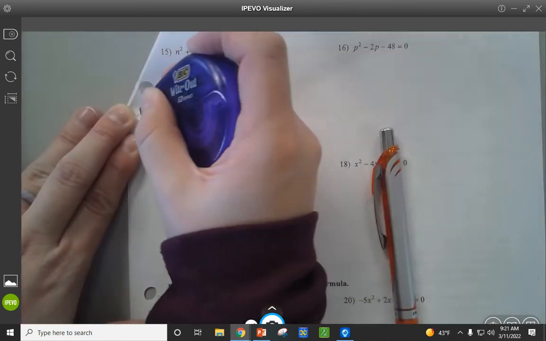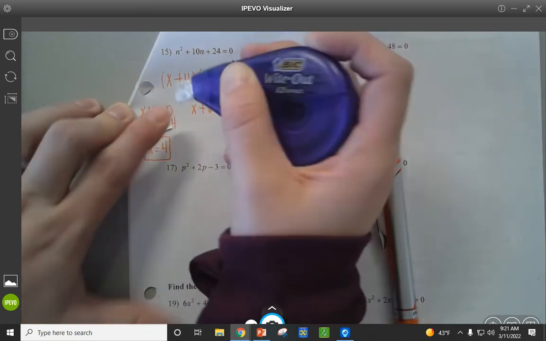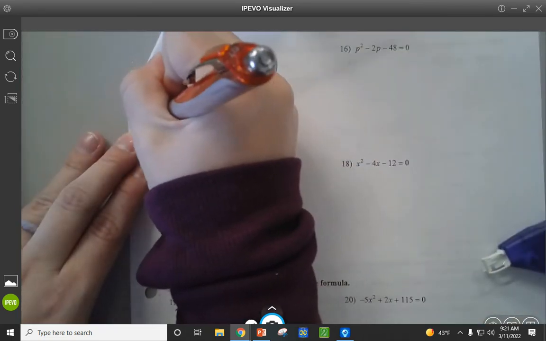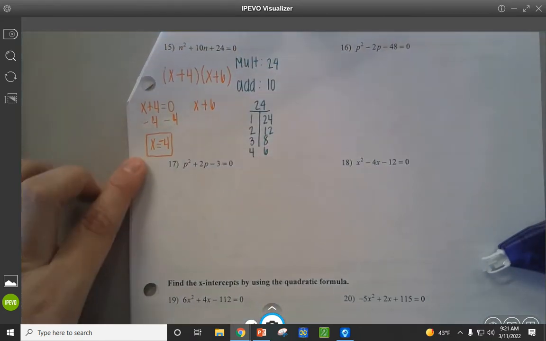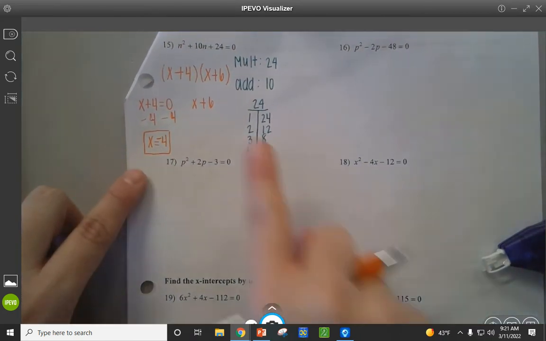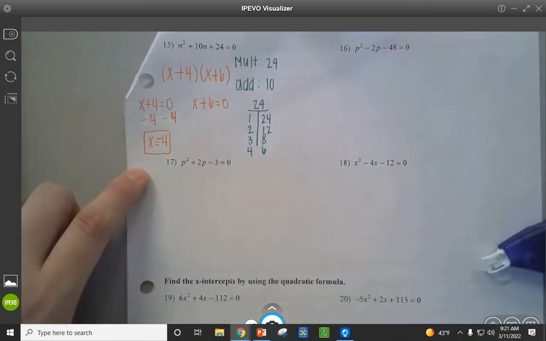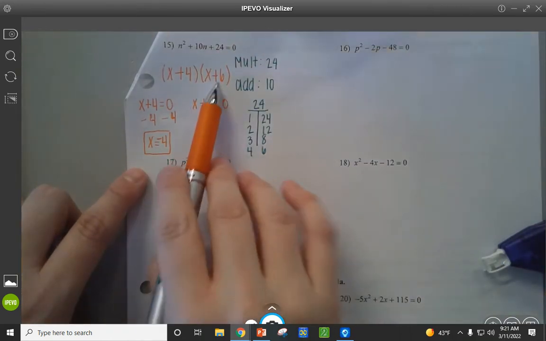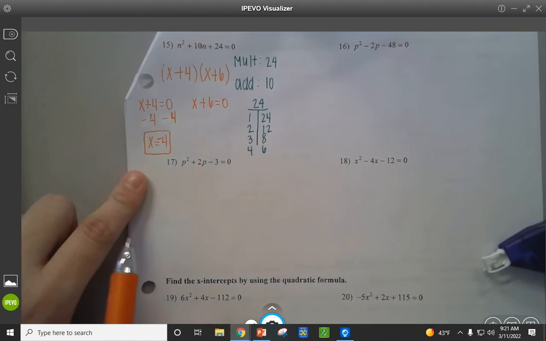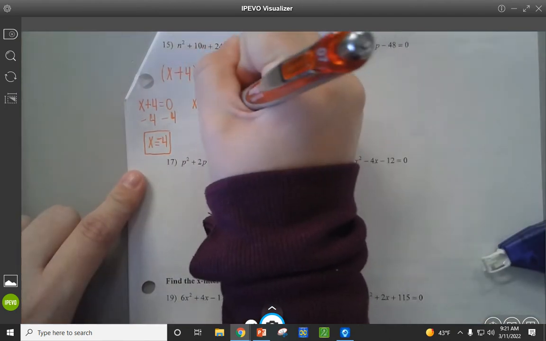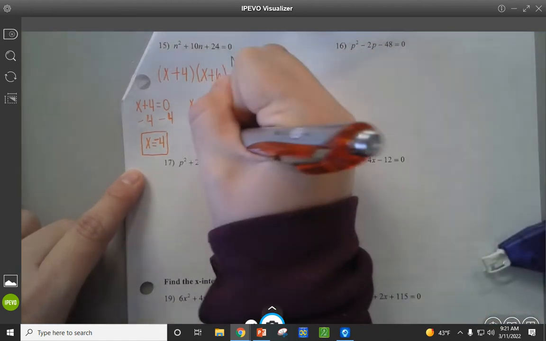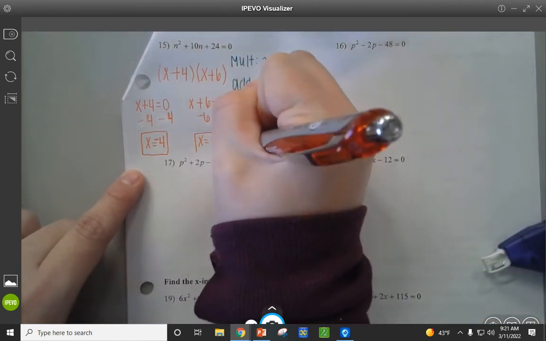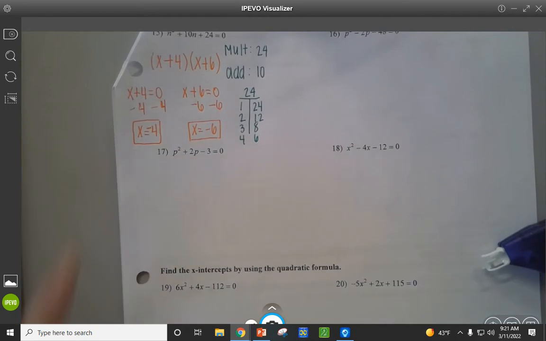So this should have been a minus 4. Y'all gotta speak up when I do stuff like this. Negative 4. So x equals negative 4. And then x plus 6 equals 0. Minus 6, minus 6. And what is 0 minus 6? Negative 6. So this one has x-intercepts at negative 4 and negative 6.